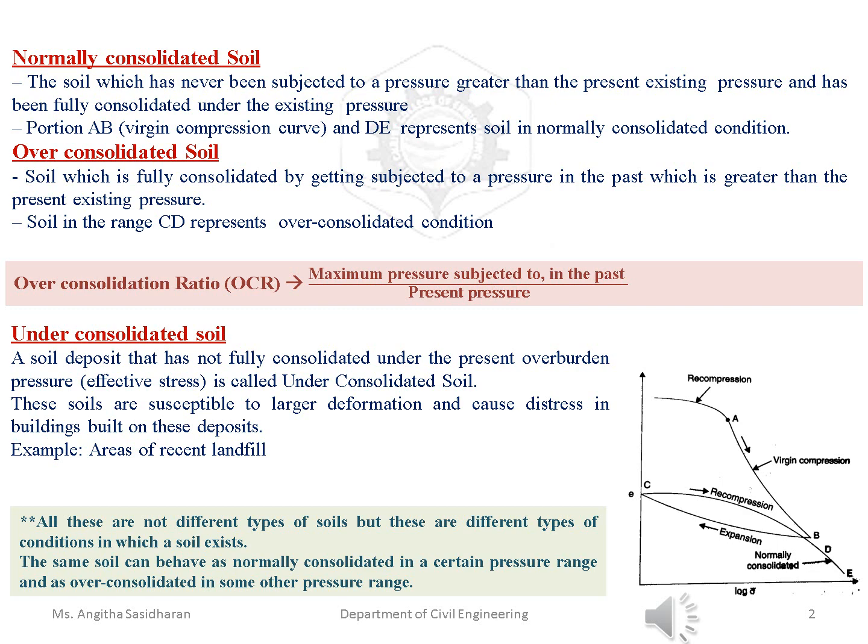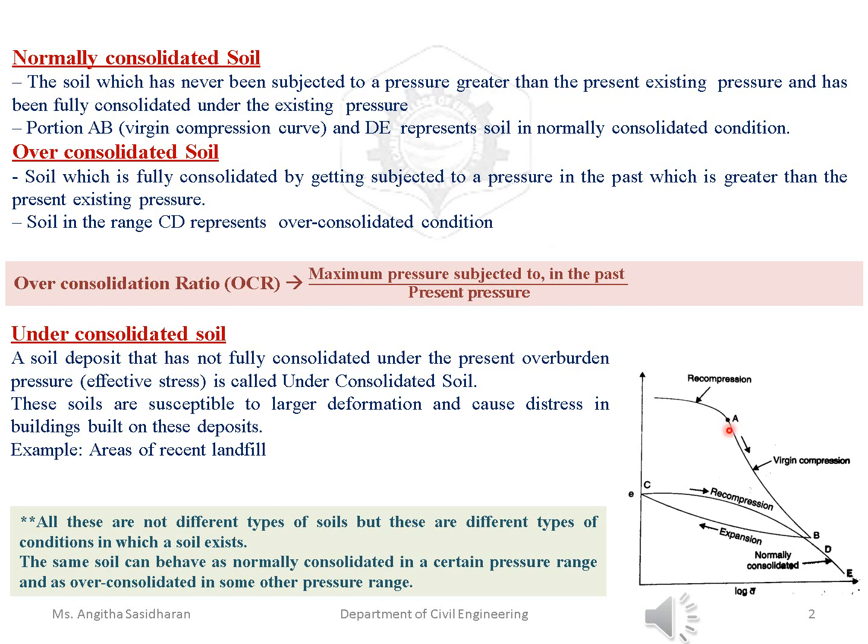It is the soil which has never been subjected to a pressure greater than the present existing pressure. That means the pressure that it is experiencing now is the highest one. It has never experienced a pressure greater than that, and the soil has been fully consolidated under that pressure which it is experiencing now.